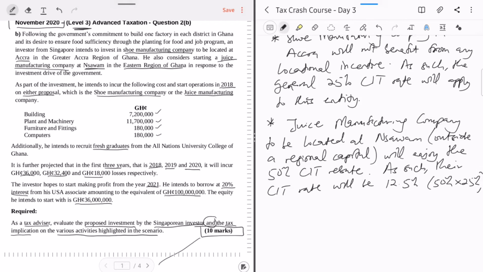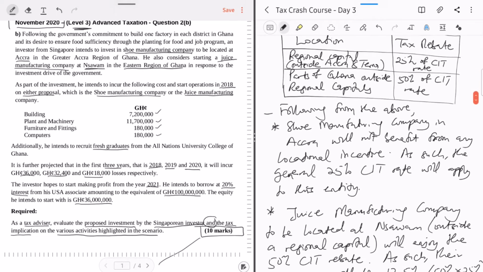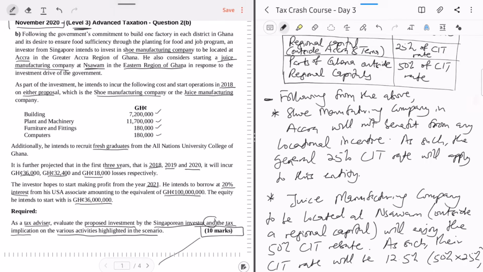So by doing this, take note, if they are giving you 10 marks, I've made a number of points here. So this is my first point. This is my second point. I gave them a table. I even gave them a third point, right? But let's keep going until we've spoken about all the issues in the question.